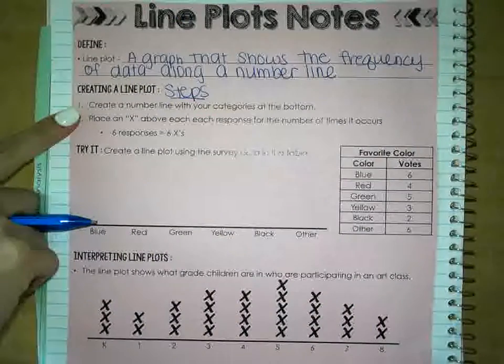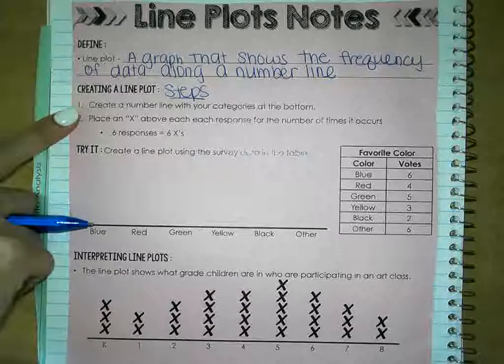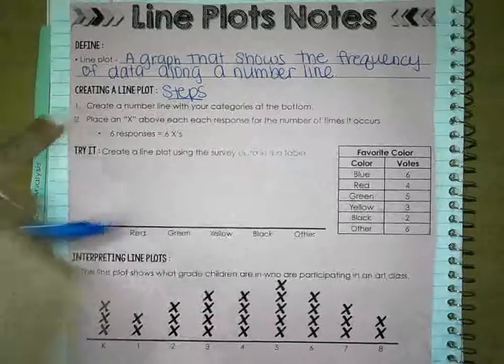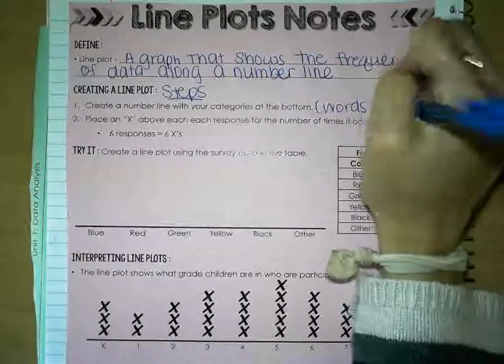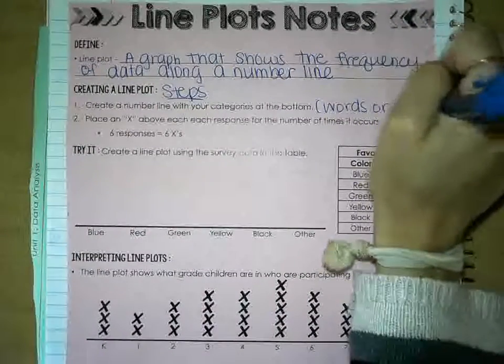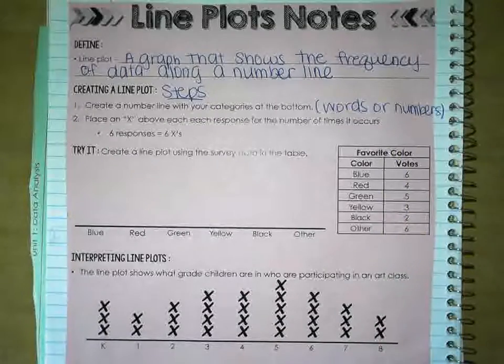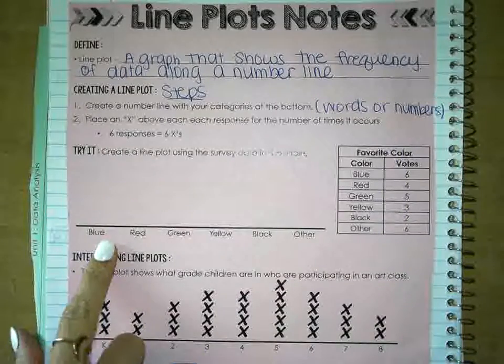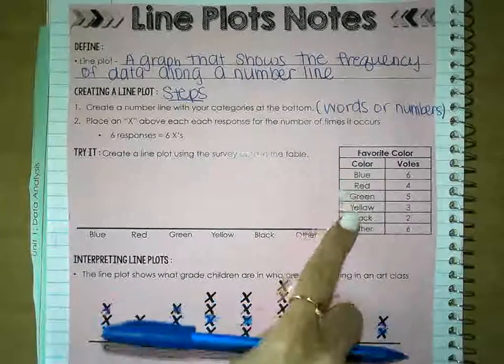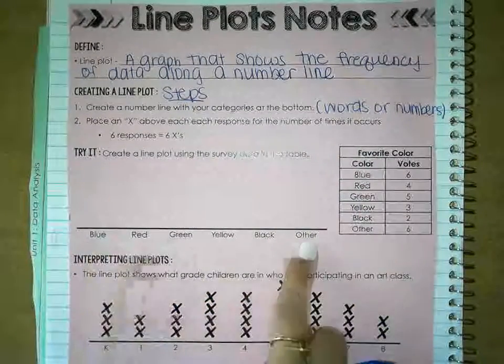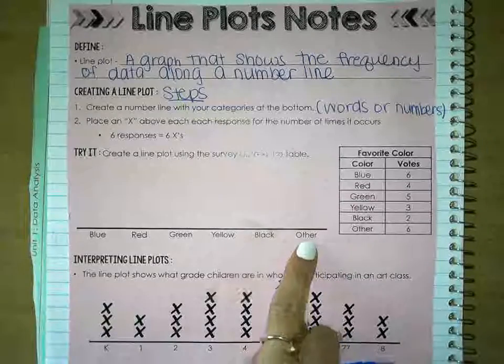Step 1, you need to create a number line with your categories at the bottom. So that would be words or numbers, whatever you're talking about. In this case, it's words. So I took all of the words from my favorite color list: blue, red, green, yellow, black, and other, and I wrote them along the bottom.